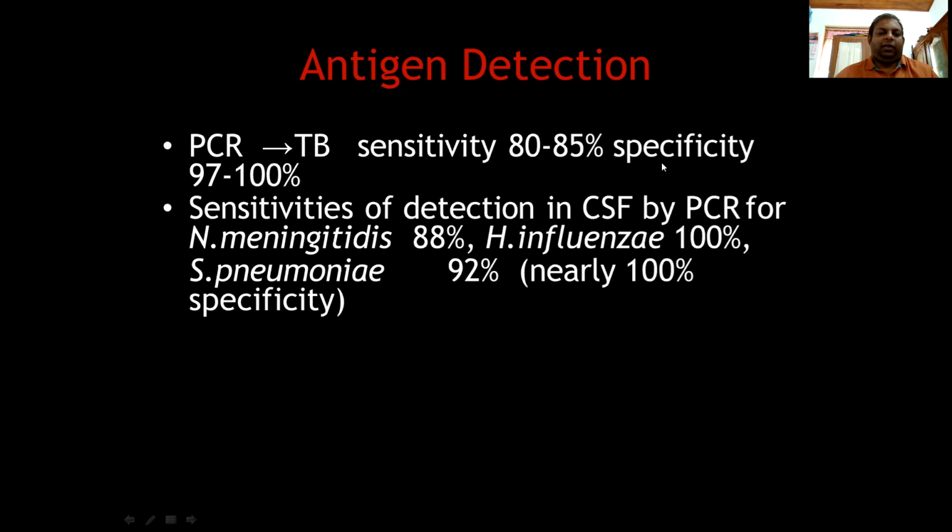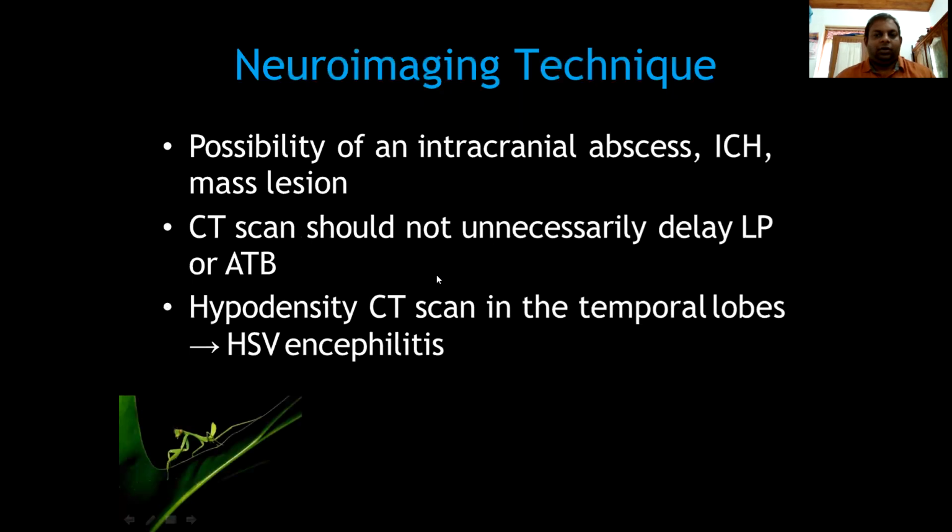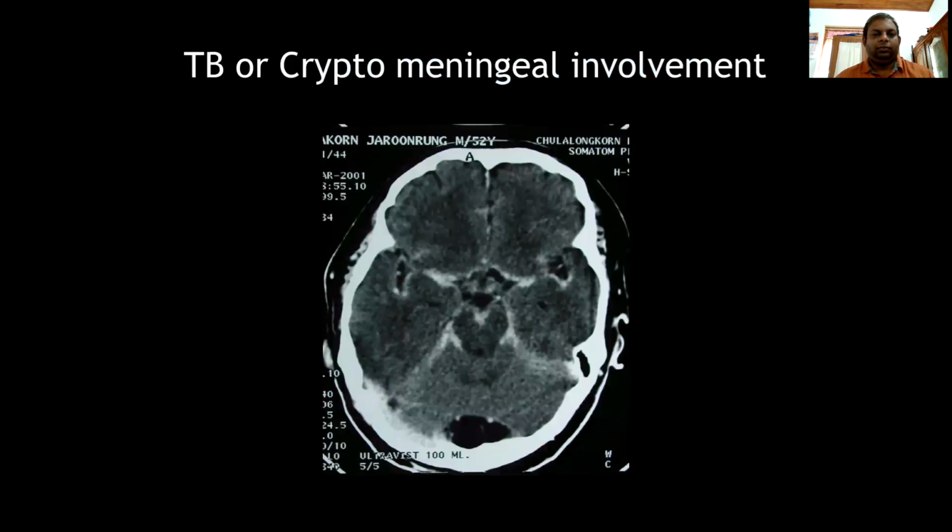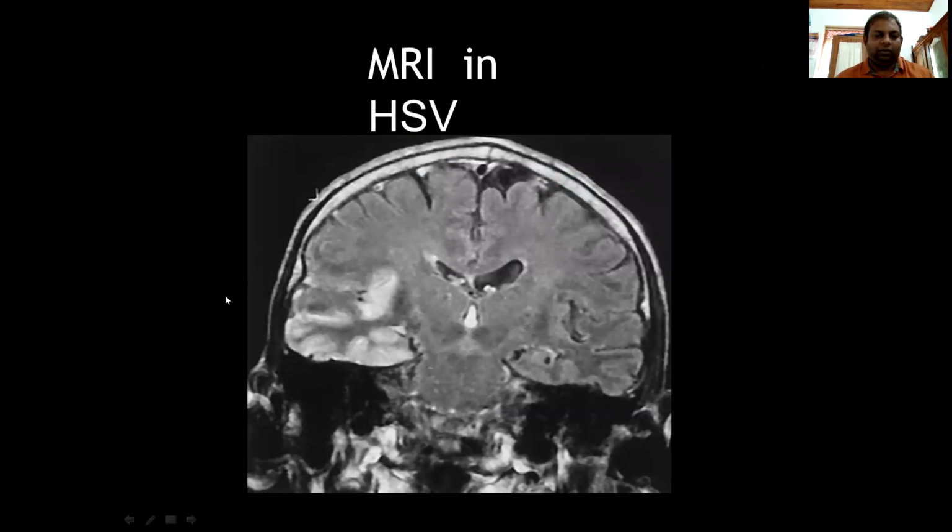It is sensitive to detect in CSF by PCR for Neisseria meningitidis, H. influenzae, pneumococcus; it is high. There are other intracranial abscesses. An intracranial abscess may be a complication of mainly meningitis as well as encephalitis. For TB or cryptococcal meningeal involvement, dense enhancement is there. MRI in HSV, you can see.